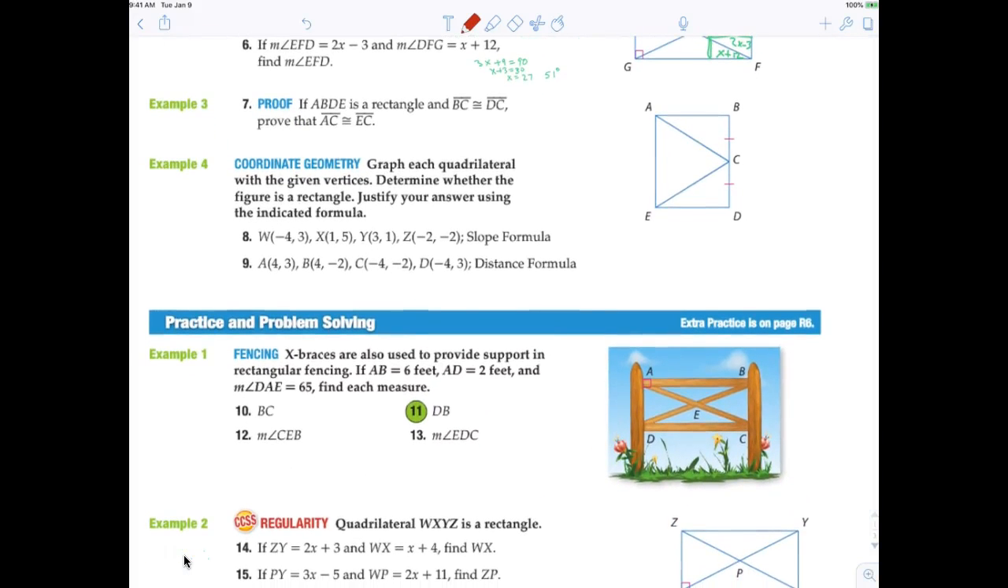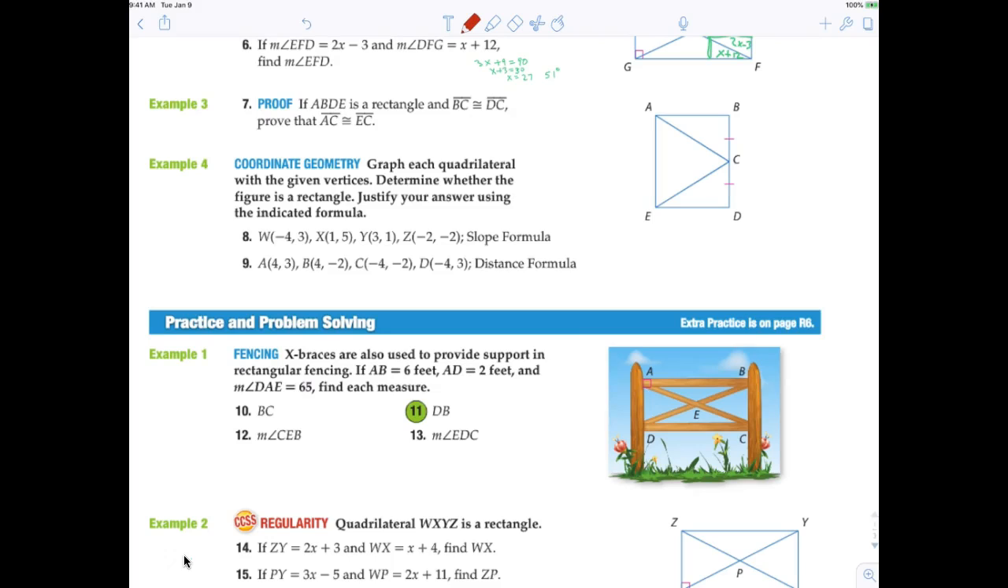Okay, graph each quadrilateral with the given vertices. Determine whether the figure is a rectangle. Justify your answers. Now, if it's a rectangle, what's true about the sides? Two sides are equal. Yeah, but just because, listen to me guys, here's the important part. Just because two sides are equal, does that make them a rectangle? No. They're all what? Right angles.